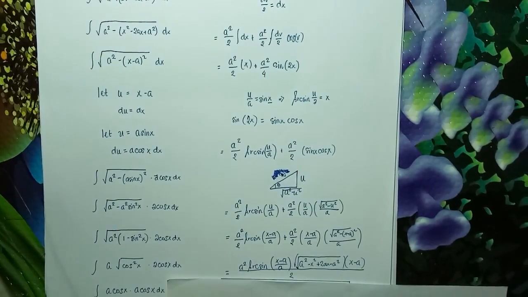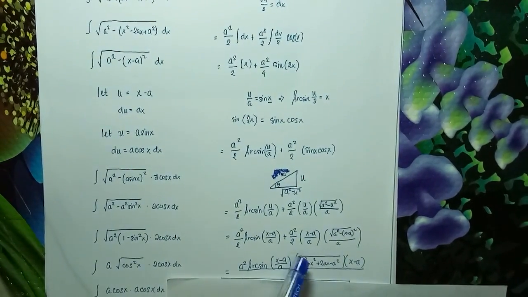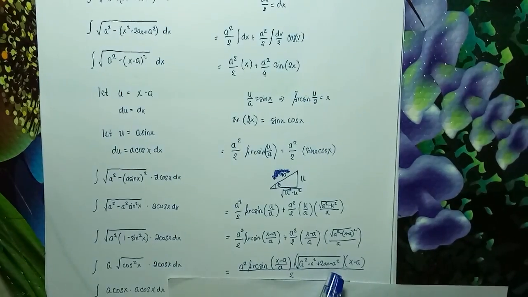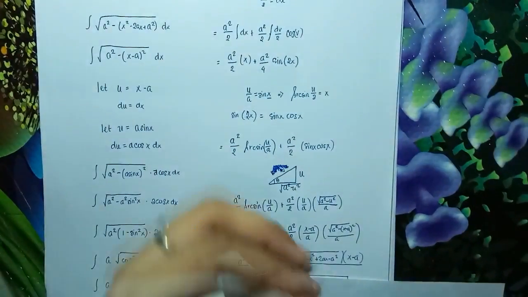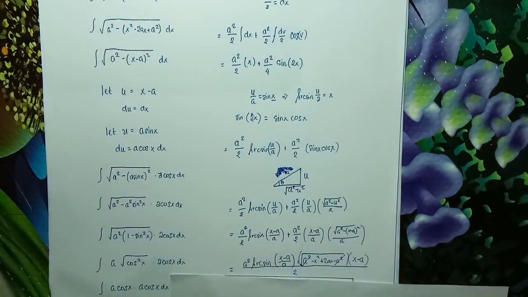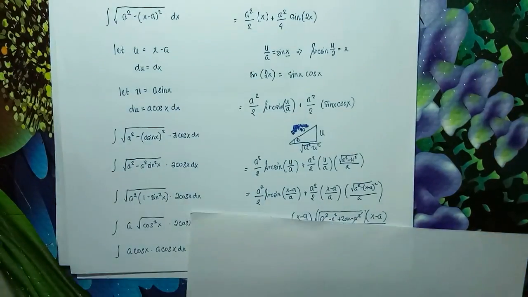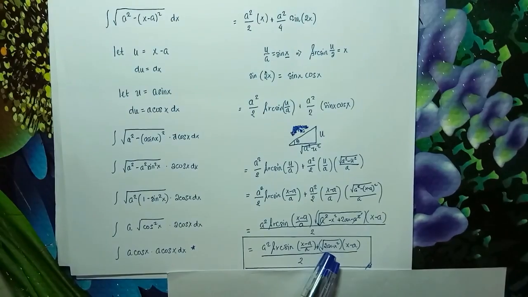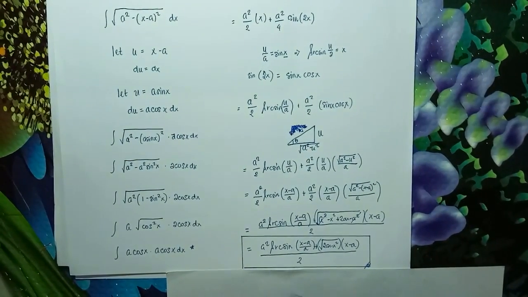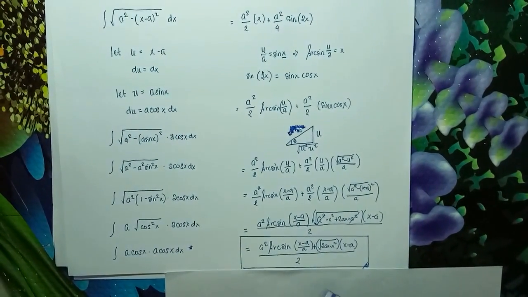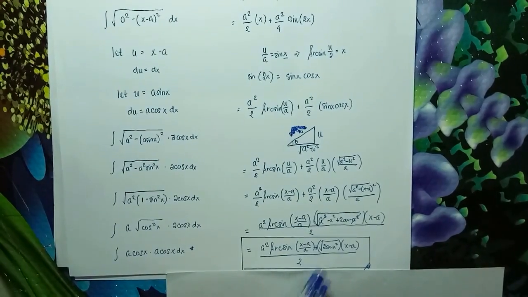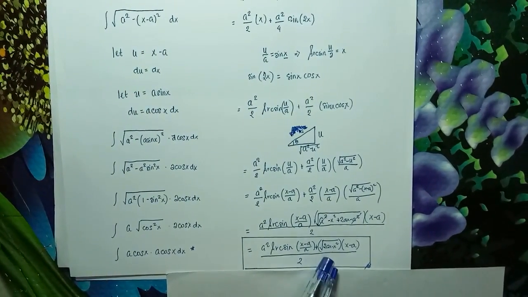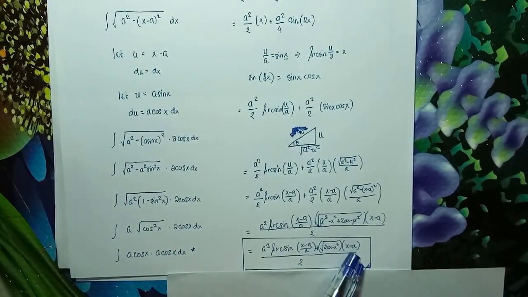So there are no denominators anymore. So a squared here and negative a squared here will cancel themselves out, so that we are just left with the square root of 2ax minus x squared in our final answer. So our final answer is a squared arc sine of (x minus a) over a, plus the square root of 2ax minus x squared times (x minus a), all over 2.